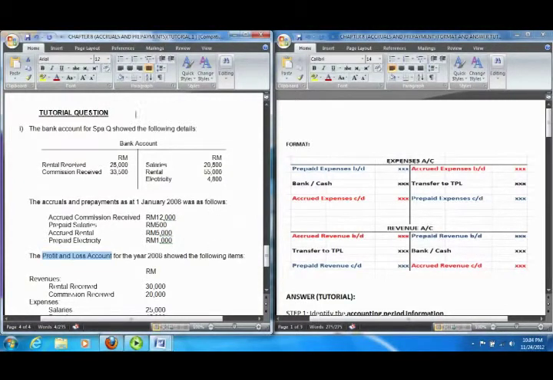So remember, before you construct the T accounts for these 5 accounts, rental received, commission received, salary, rental paid, and electricity, you need to remember the format. This format is very important, and you must know it. When you know this format and the 4 types of information in step 2, automatically, when you extract the information, it is easy for you to construct these 5 accounts.